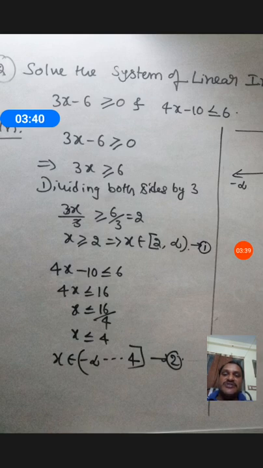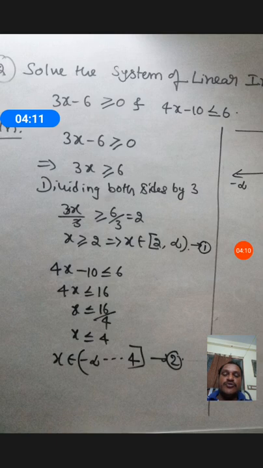Dividing both sides by 3, we get 3x by 3 greater than or equal to 6 by 3, that is 2. x is greater than or equal to 2. That implies x belongs to the closed interval 2 to infinity. Now the second inequality, we have 4x minus 10 lesser than or equal to 6. Adding 10 on both sides, 4x lesser than or equal to 16, x lesser than or equal to 16 by 4, that is x lesser than or equal to 4. x belongs to minus infinity to 4.